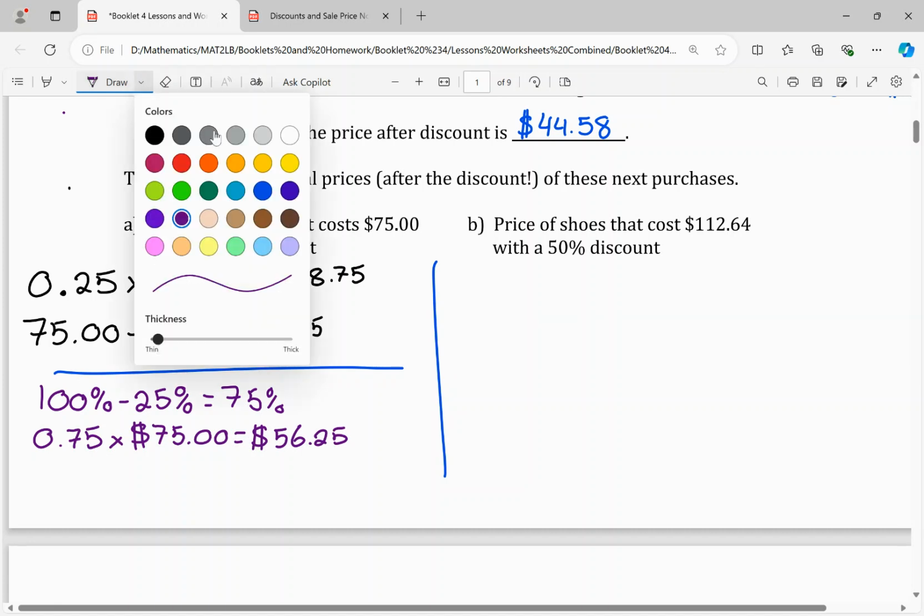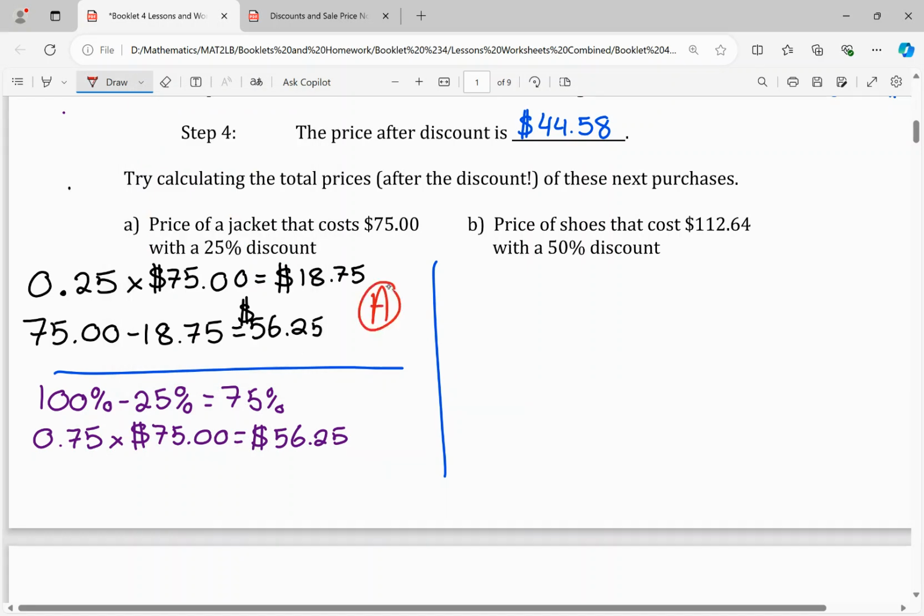So you have two options. Option A is calculating the discount and then subtracting it from the original. And option B is subtracting the percentage discount from 100 and then multiplying your new percentage, the percent on, by the price. I'm going to continue to use option A for the next question.